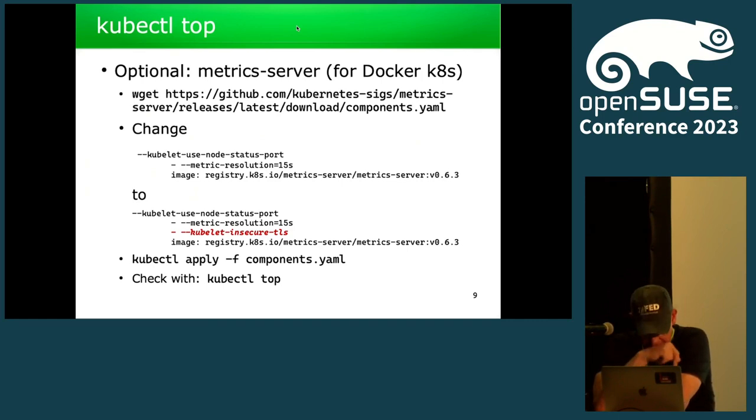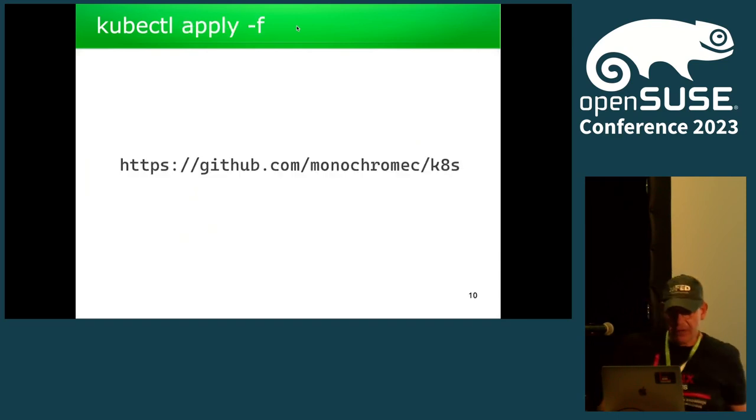Then you have to change this YAML because out of the box, this YAML only allows HTTPS connections, which kubectl sometimes has trouble connecting with. So essentially what you slot in is the kubelet --kubelet-insecure-tls definition in that components.yaml, and then you deploy it. And after that, kubectl top works, which gives you the resource, especially CPU utilization, of your cluster. But again, we won't be using this. This is just if you want to know what's going on in your cluster, this is how you do it. Okay, let's take a look at the code.